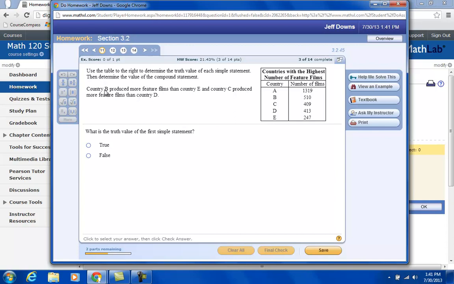So the statement is, country B produced more feature films than country E, and C produced more feature films than country D. So we have B produced more films than E. B is 510. E is 2247. Yes. So the first part's true. It's an and, so the second part has to be true for the whole thing to be true. C produced more films than D. C is 409, D is 413. That part's false. So we have a true and false, so this would be false.